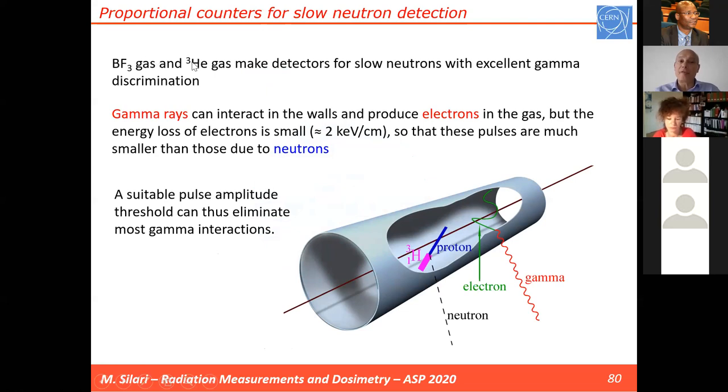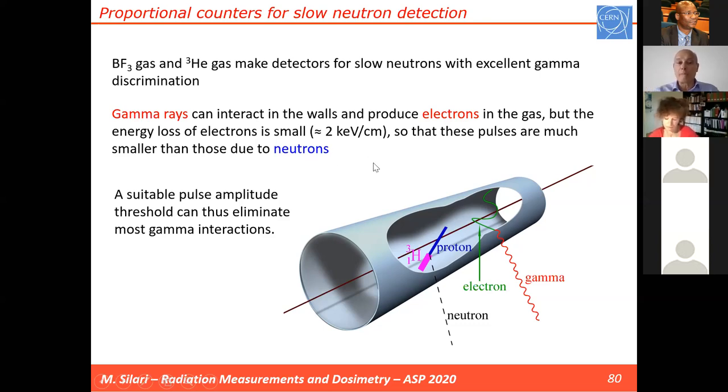BF3 gas and helium-3 gas actually make neutron detectors of slow neutrons with excellent gamma discrimination, because a gamma ray typically interacts in the wall of the counter, which can be cylindrical or spherical. It will produce electrons, and the electrons will end up in the gas and ionize it, but the energy loss of electrons in the gas is very small. So the electrical pulses produced by these electrons will be very much smaller than the pulse generated, for instance in a boron-10 gas, by the lithium-7 and alpha particle that are produced by a neutron.